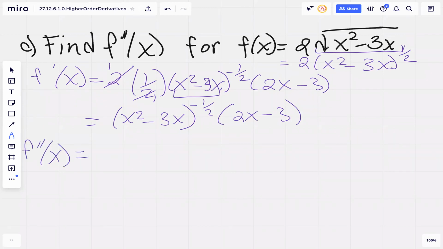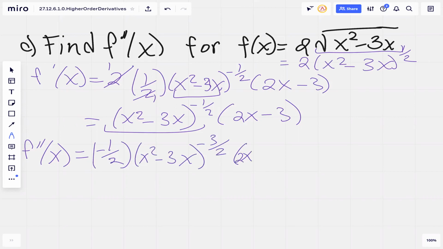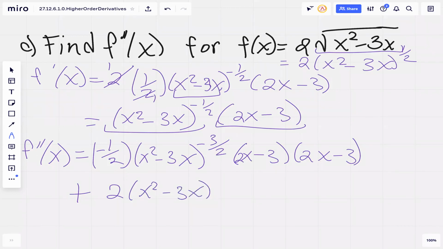Okay, we're going to use the product rule. Let's take the derivative of the first factor, so negative 1/2 times x squared minus 3x raised to the negative 3 over 2 times 2x minus 3, all times 2x minus 3 again, plus derivative of the second factor, which is 2 times the first, which is x squared minus 3x raised to the power negative 1/2. We can simplify things, but the more work you do, the more chances of error you have. So if you don't have to simplify, then I would just leave it there.